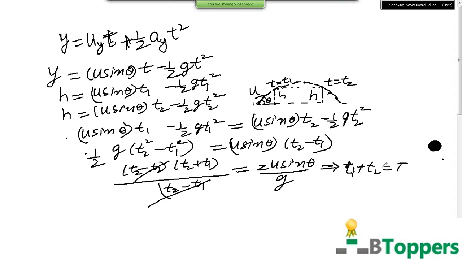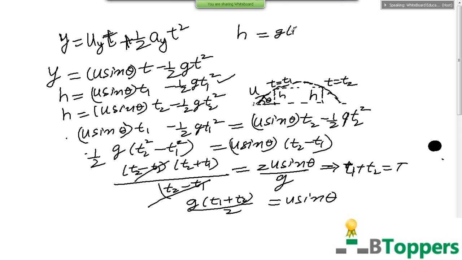And you can substitute the value of u sin theta from this equation. From the same equation you can write g into t1 plus t2 by 2 equal to u sin theta. You can substitute this value of u sin theta in this equation on the right side. So you can find h in terms of t1, t2. Substitute u sin theta equal to g into t1 plus t2 by 2, into t1, minus half g t1 square. This can be simplified to get the conclusion I have given you.